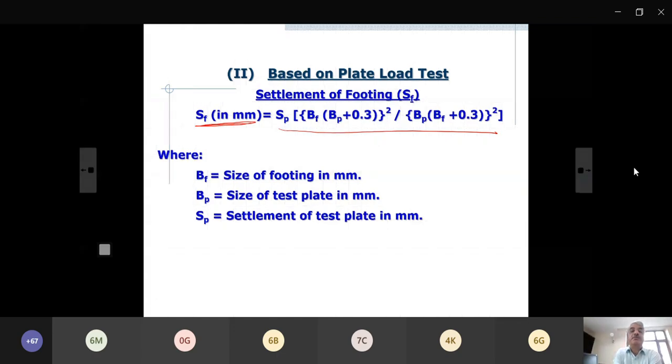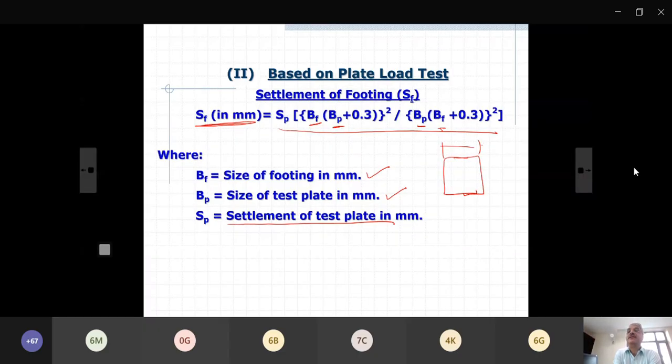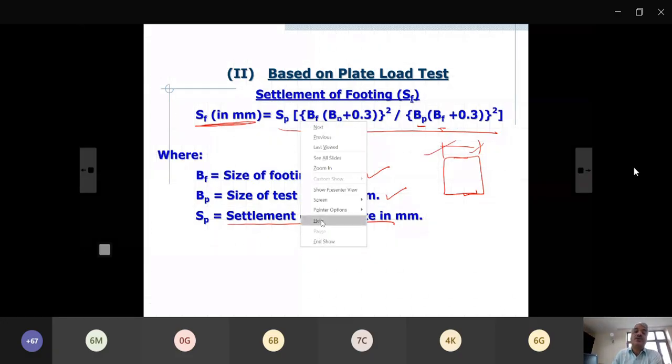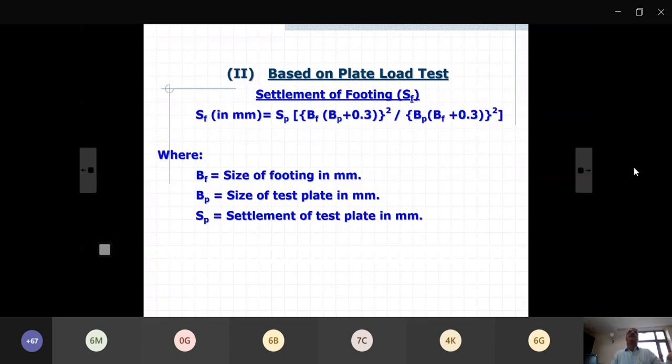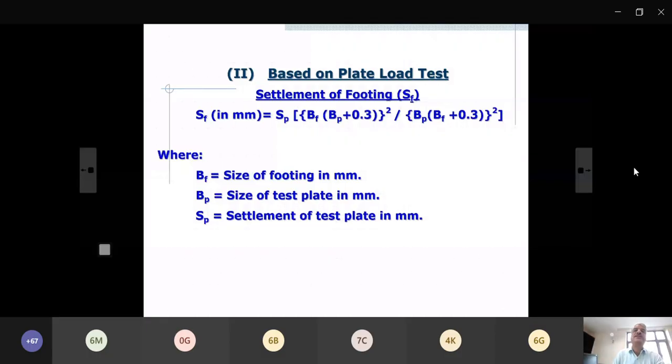SP is settlement of the plate. From that chart we can take it. BF is the size of footing, the width of footing, and BP is the size or width of the test plate. So we use a square plate of this size. So this is if you want to use results of the plate load test for calculating settlement, or the other way around. What you can do here is you don't actually calculate settlement. For your maximum permissible settlement, you try to find out what is the load intensity or pressure which you can take.